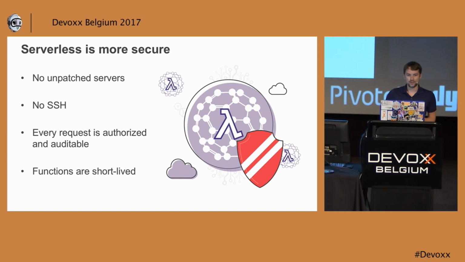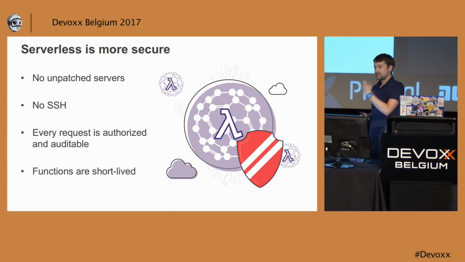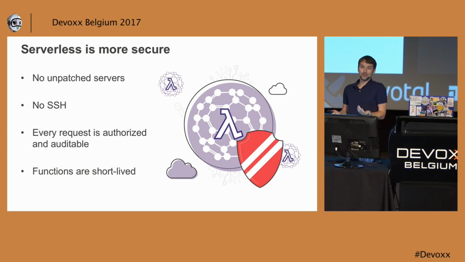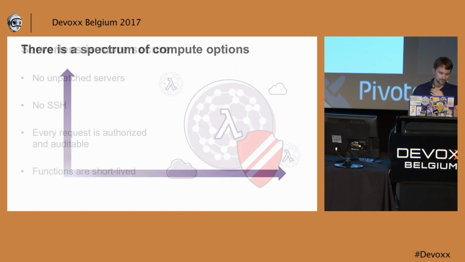It's also more secure. So you don't have to deal with OS level patches. You don't have to deal with SSHing into your Lambda functions, although you could if you wanted to. Don't do that. Every request is authorized with temporary IAM, identity and access management credentials, and your functions are typically ephemeral, short-lived, meaning they don't need to be given permanent access to very secure resources.